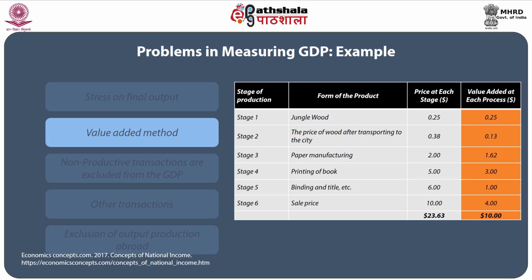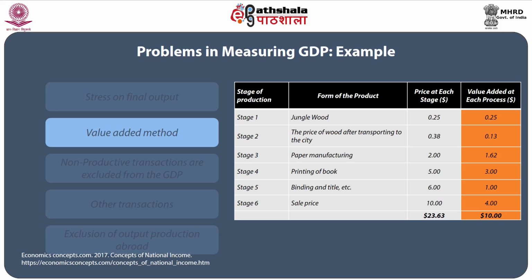Similarly, if we take into consideration stage 4, then the difference will come to 5 minus 2.00, which is equal to 3 as a value added at that process. Stage 5, which has the price at each stage of 6, minus stage 4 price of 5 will bring the value added as 1.00, and the last stage, that is the sale price, will be the difference between the price at that stage of 10 minus the earlier stage 5 of 6, which is 10 minus 6, equal to 4.00.